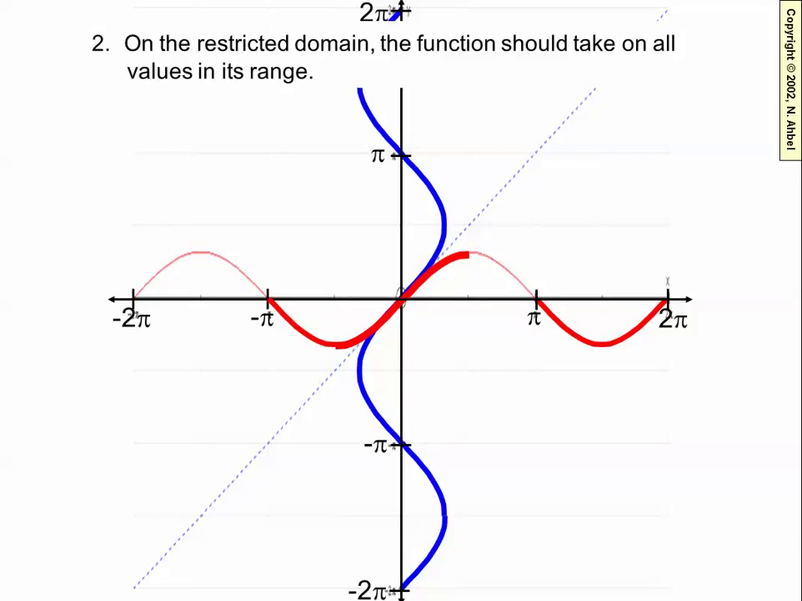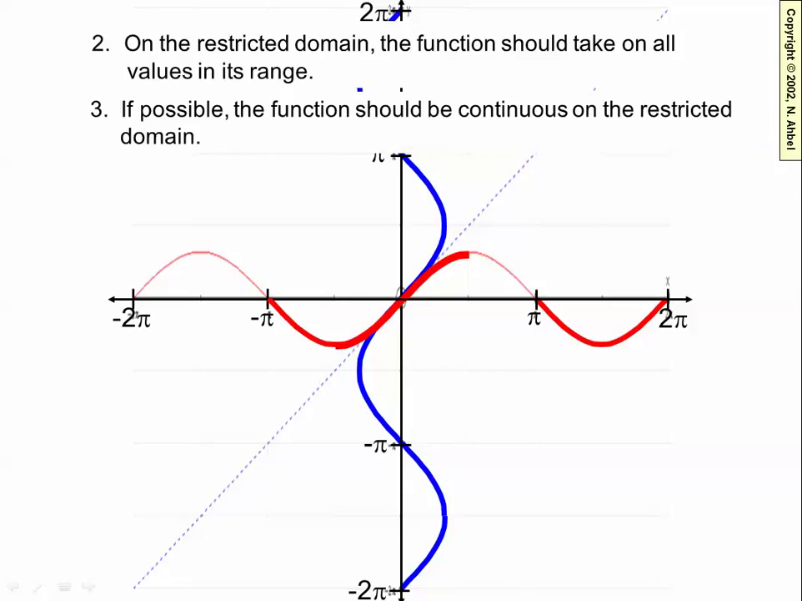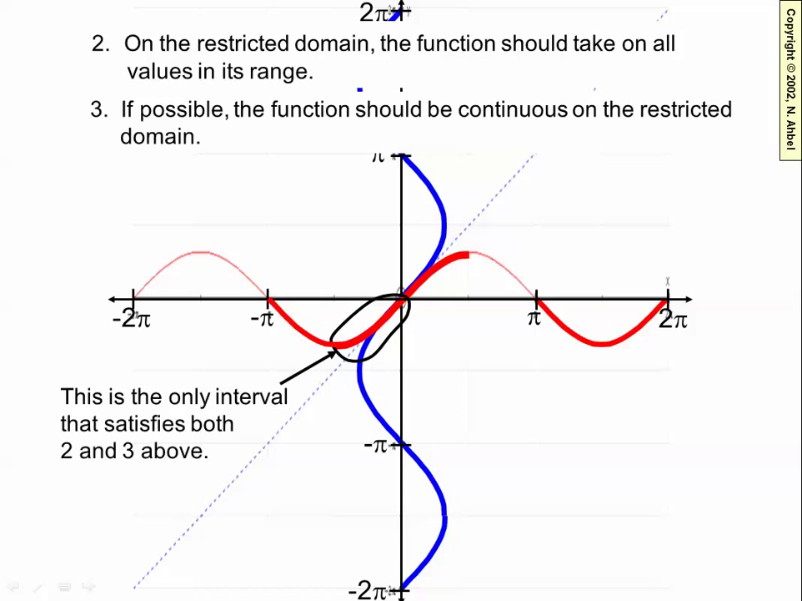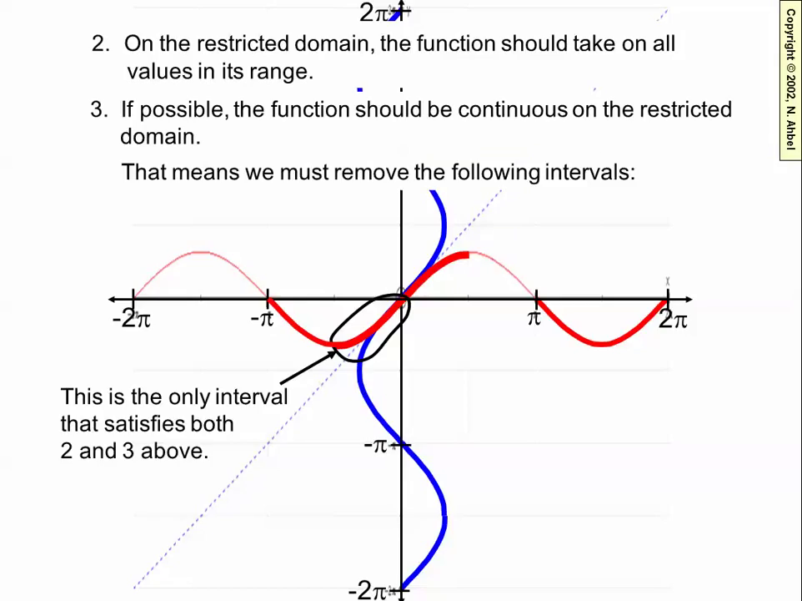On the restricted domain, the function should take on values of the range. We need to include one of these half bottom humps. And finally, if possible, let's make it continuous. So if we're starting here, let's choose this one. So it seems to make sense that this is the only interval that satisfies both 2 and 3. So that means we need to remove these other portions of the graph.